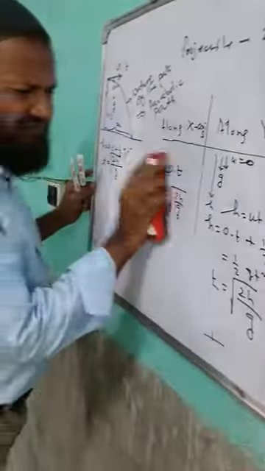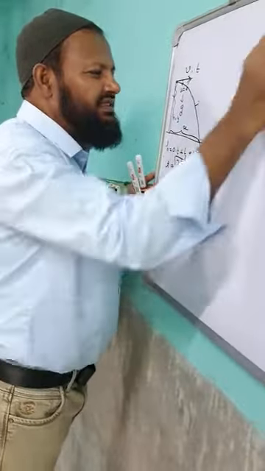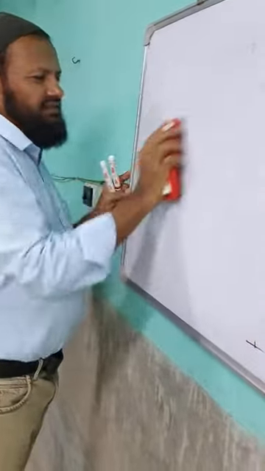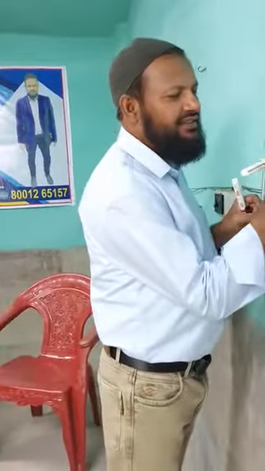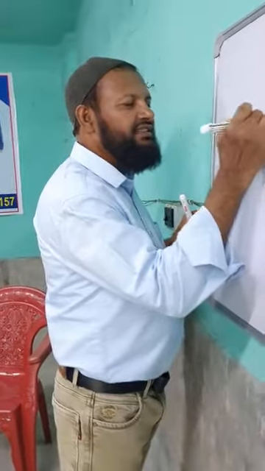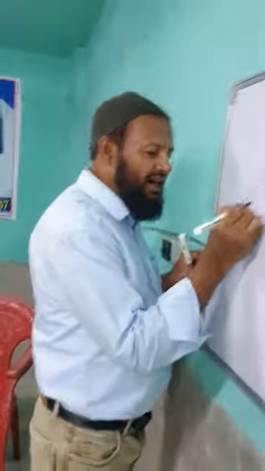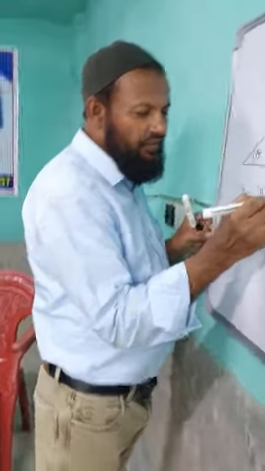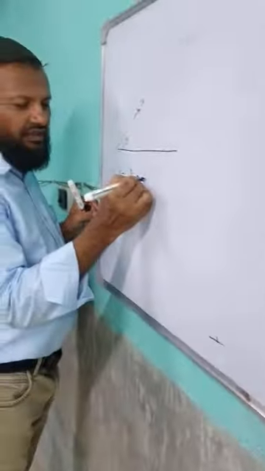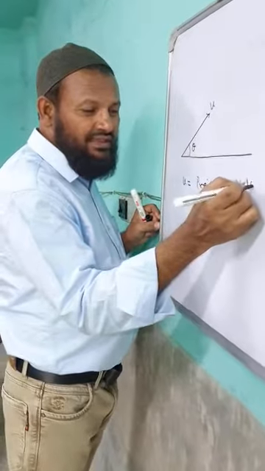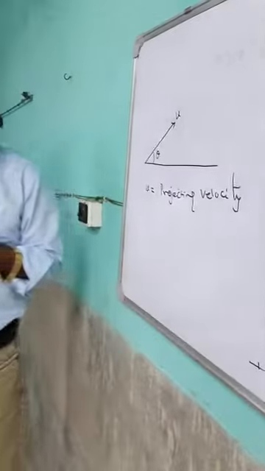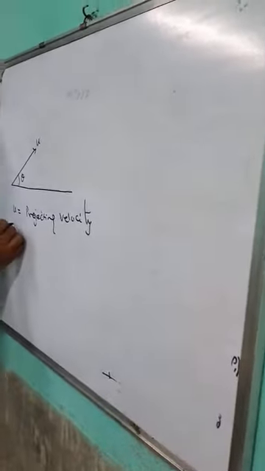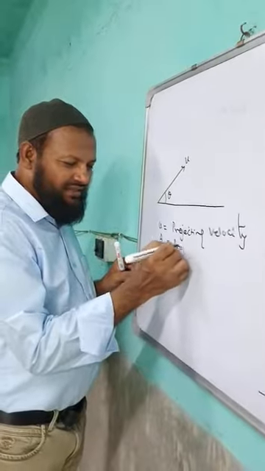Is it okay? Now, please see here. A body is thrown like this. This is u. This is theta. What is u? This u is projecting velocity. What is theta? This is projecting angle.